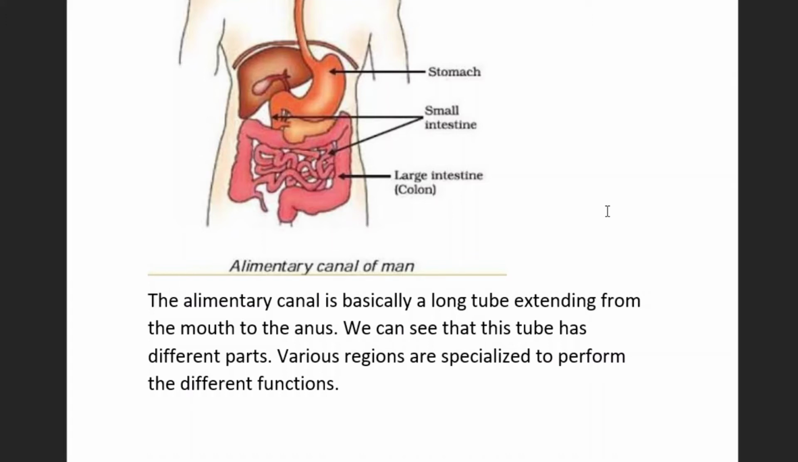The alimentary canal is basically a long tube-like structure which starts from the mouth and ends with the anus. It is a tube-like structure having different parts, and there are various regions which are specialized for different functions.